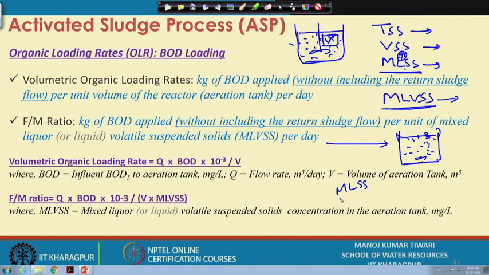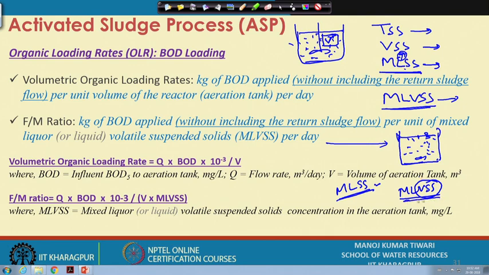That is why VSS, or even MLSS or MLVSS, is basically considered as the indicator or measurement of biomass present in the system, because we have already removed other suspended solids. Whatever is present in the system is predominantly microorganisms. Now, if there is some inorganic or inert solid left, that will come in the MLSS. But if we measure MLVSS, because of the nature of the microorganisms, they are volatile. Once you heat that water at 550, even the microorganisms are going to get vaporized.